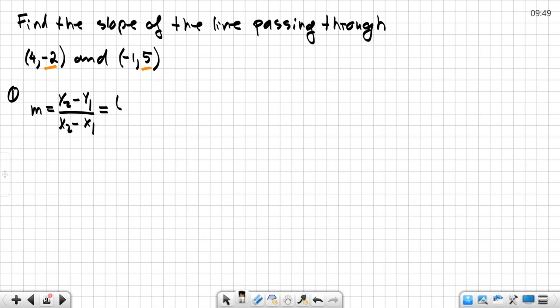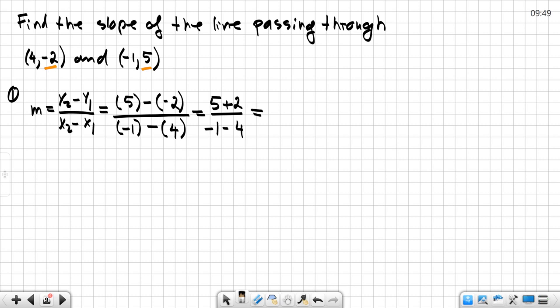Then I will get 5 minus a negative 2 divided by negative 1 minus positive 4. And that will be 5 plus 2 divided by negative 1 minus 4. And that will be 7 divided by negative 5, or negative 7/5. All right.